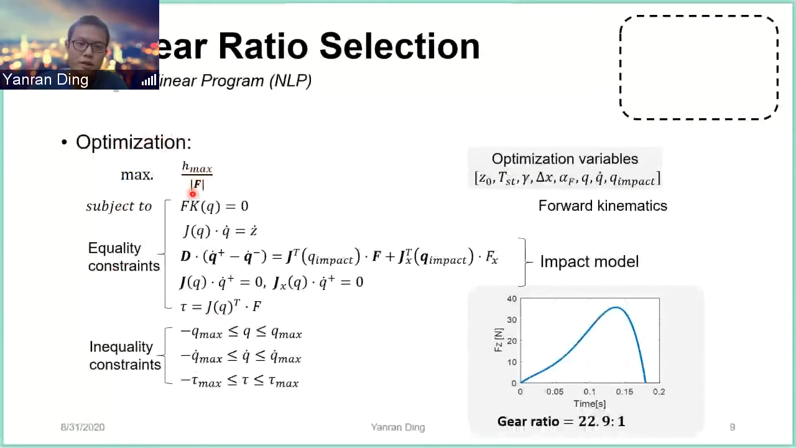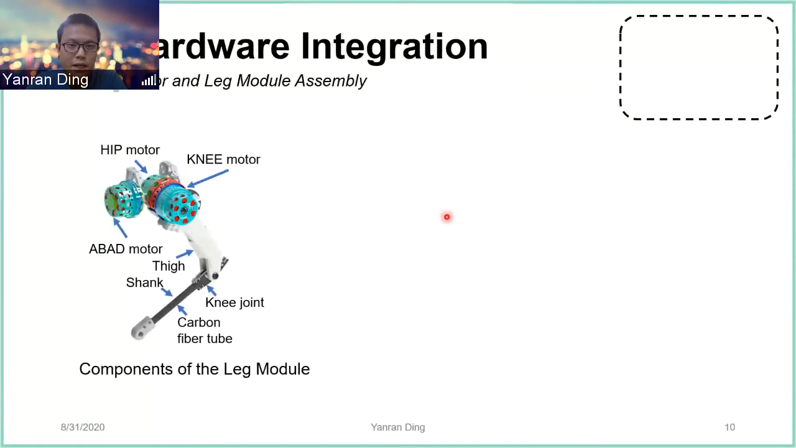The constraints that need to be satisfied include forward kinematics, differential kinematics, impact model, the torque mapping, and the inequalities for the joint angle, joint angular velocity, and joint torque. So by solving this NLP, we can get a locally optimal solution. We get the gear ratio around 23:1, and at the same time, we have the optimal ground reaction force for the jumping performance.